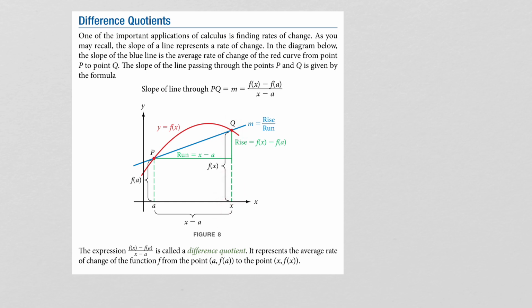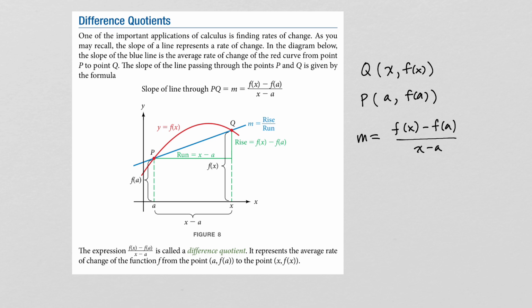So point Q has an x value of x and a y value of f of x, and point P has an x value of a and a y value of f of a. So if I find the slope through these 2 points, we are going to subtract the y values divided by, and then we're going to subtract the x values.